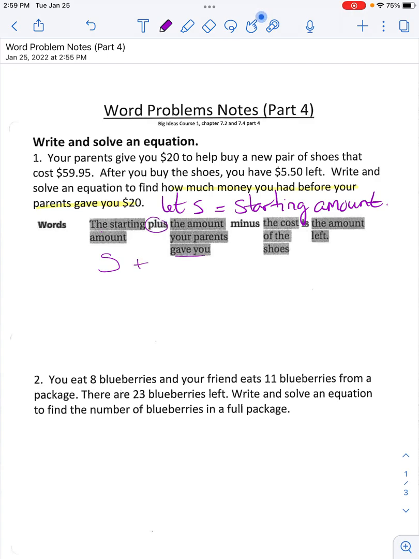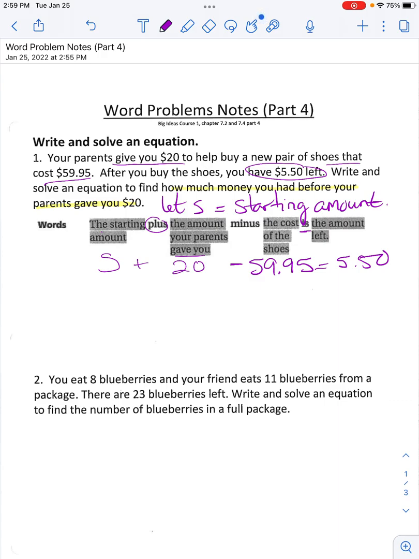plus the amount your parents gave you. Our parents gave us $20 to help us out, and then obviously we had to buy the shoes. The shoes cost us $59.95, so we're going to subtract that off. And once we paid, we had $5.50 left. Is equals, we had $5.50 left. Okay, so here's a good equation that we could use to help us set this problem up.